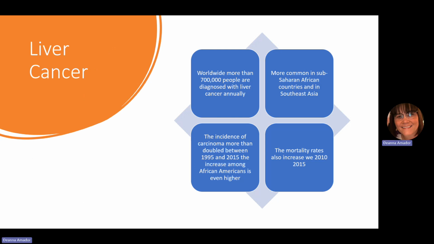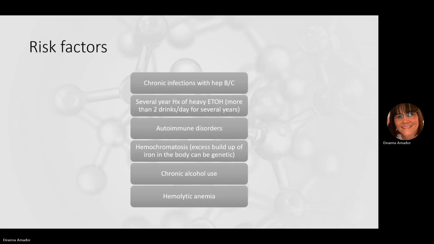So liver cancer. This just kind of talks about the different incidences of liver cancer. It says the mortality rates also have been increasing. Hepatocellular carcinoma is most prevalent. Secondary liver cancer most often metastasizes from the colon. Some risk factors: chronic infections, like I said before, with hepatitis B and C, history of heavy alcohol use, autoimmune disorders, chronic alcohol, and hemolytic anemia.